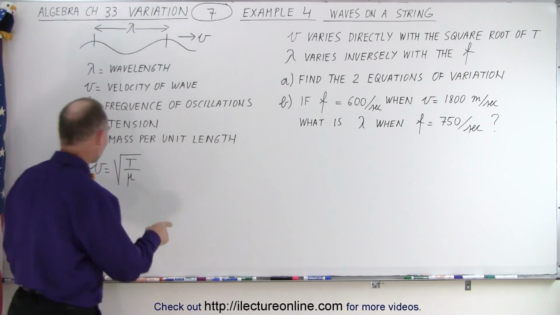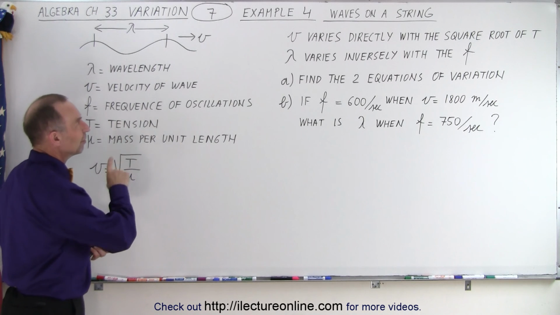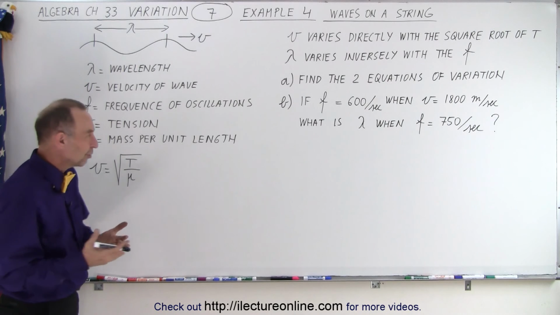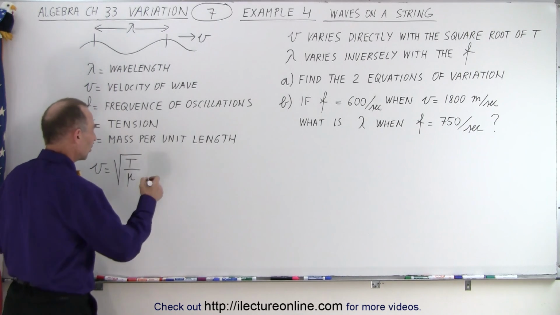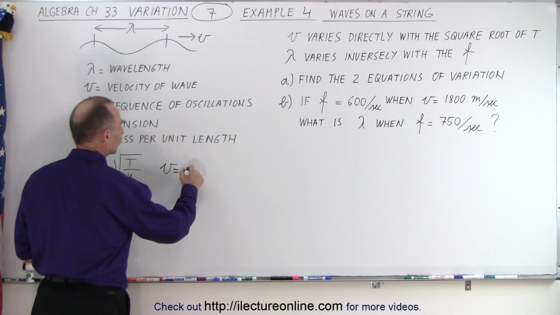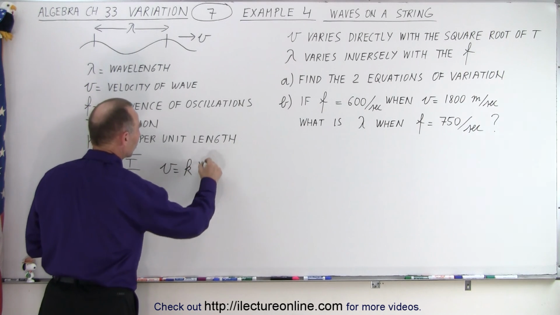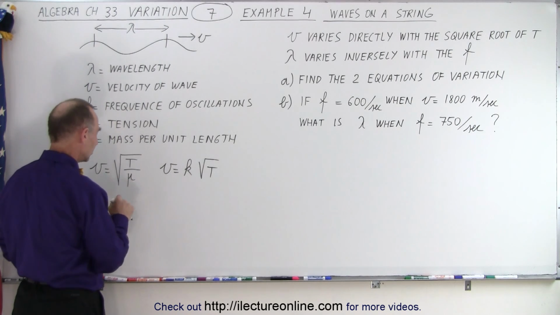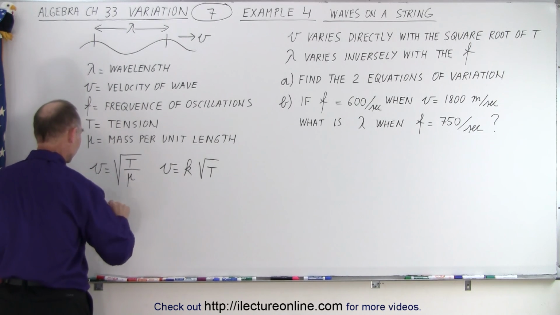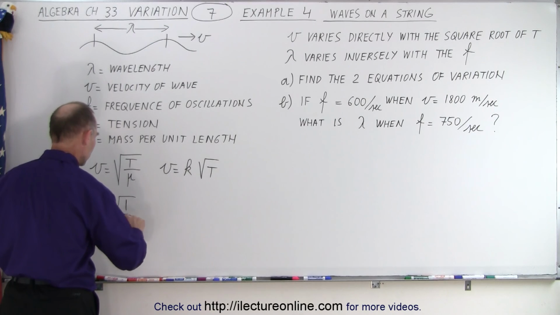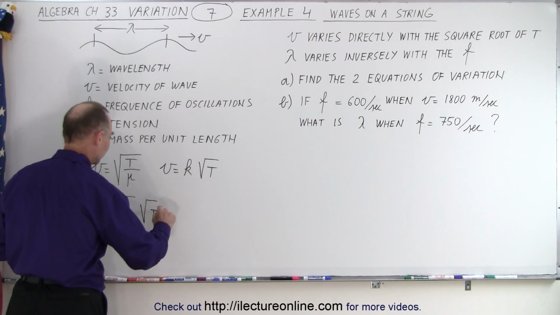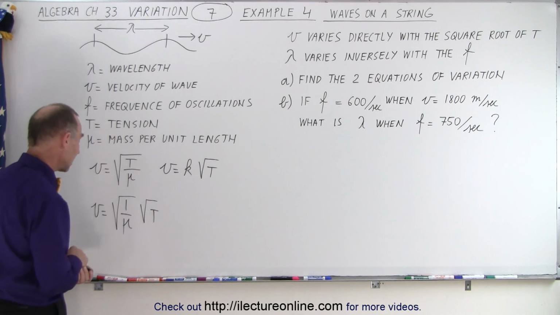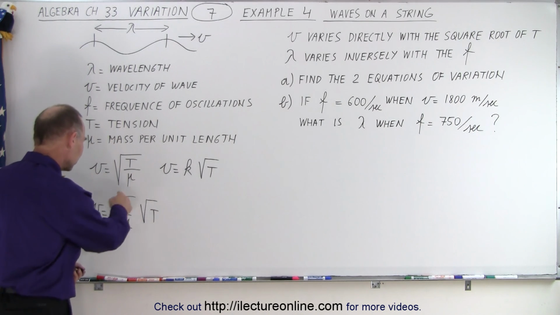But first, let's find the equation where v varies directly with the square root of T. Remember, we use the general equation with a k. It's a direct relationship, so we write v equals k times the square root of T. Now, how do we represent k here? Well, notice we can write this as v equals the square root of 1 over mu times the square root of T. We can write it like that because when we multiply them together, T goes back in here.